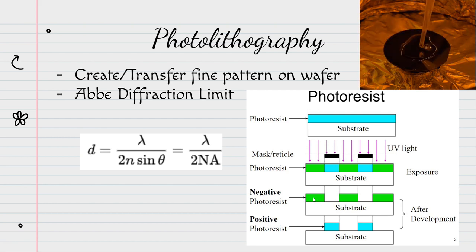And note that photoresist is only a temporary layer we put on the wafer for patterning. We will then do etching or lift off to create the actual layer we want.